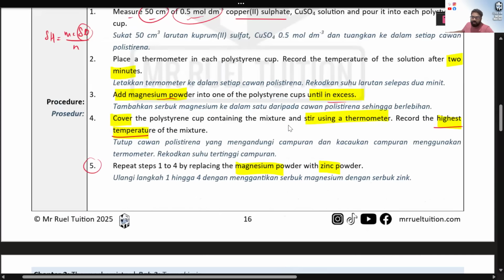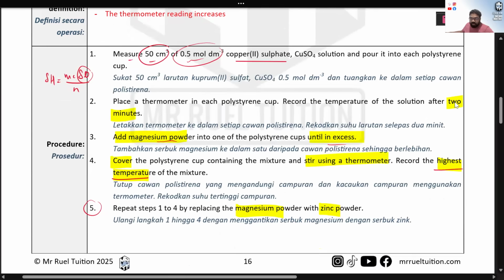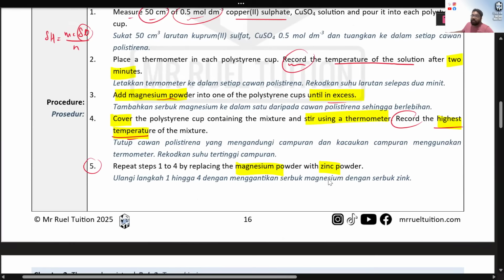You can see here: record the temperature of the solution after 2 minutes. So the moment you see record, put it in the table. Then here, record the highest temperature. You see record, put it in the table. Just take note of this. You can use the procedure to guide you if you're not sure what header to use. MV, RV, anything that you need to record.